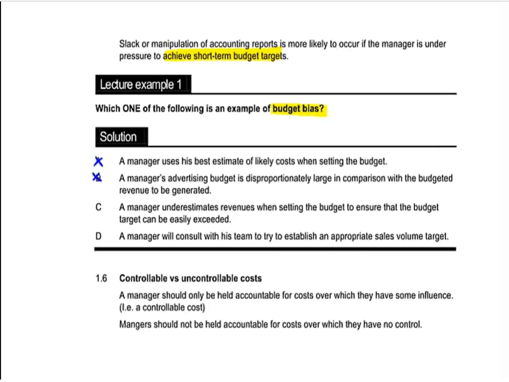C, a manager is underestimating revenues when setting the budget to assure that the target can be easily exceeded. That is an almost textbook definition of budgetary slack. So the answer is C here. Let's just have a quick look at D to make sure. The manager is consulting with the team to establish an appropriate sales volume. Well, that's definitely not biased. That's participation to try and get the best results.